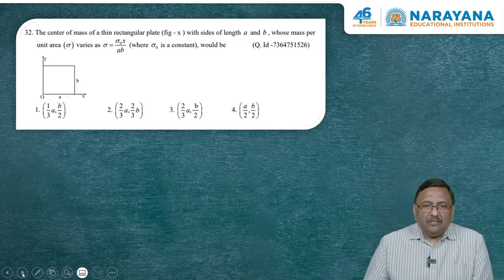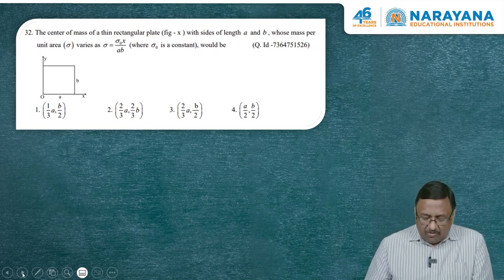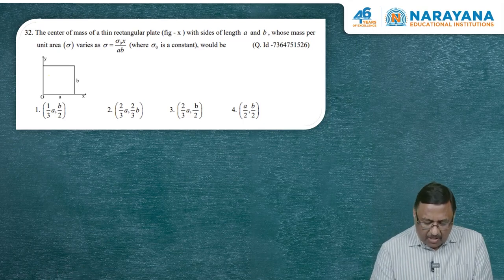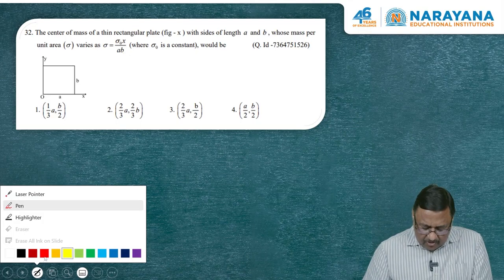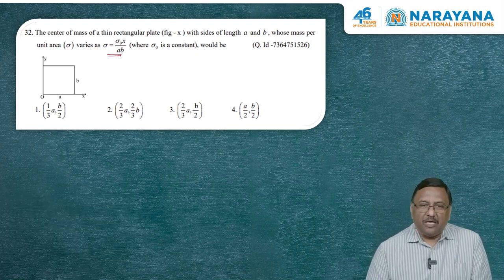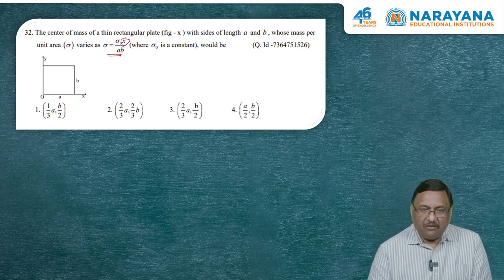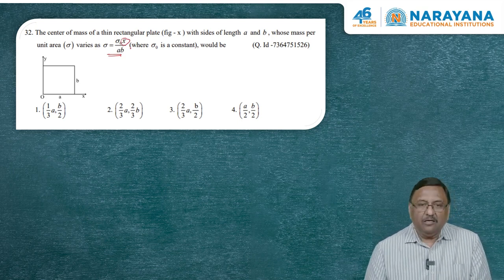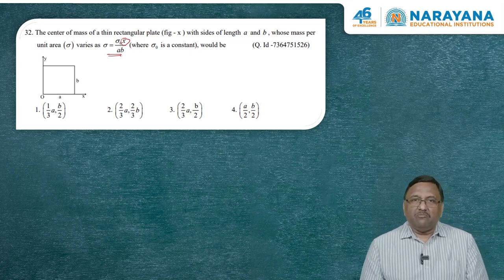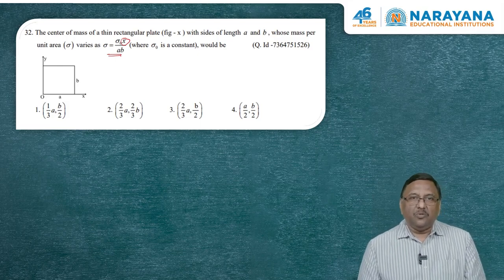So what is being asked is the center of mass. How do we define the center of mass in this situation? One thing is interesting to see in this figure: sigma is given as sigma naught x divided by AB. That indicates it is varying with x. There is no sign for y, which means sigma is constant in the y direction. That means we can consider the mass distribution in the y direction to be uniform.